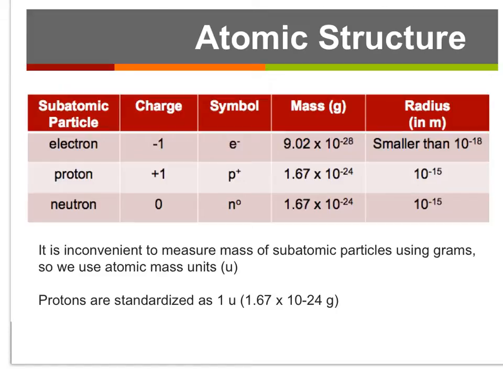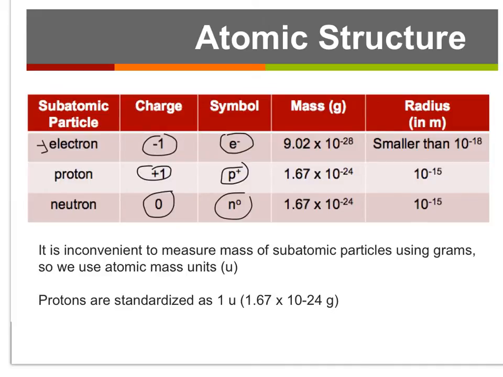So just quickly reviewing, an electron has a -1 charge. Typically, we write E with a negative sign as a superscript to denote that we have an electron. A proton has a +1 charge. Typically, the symbol we use is a P with a plus sign. And finally, a neutron has a neutral charge, and we use N with a superscript 0 to denote a neutron.